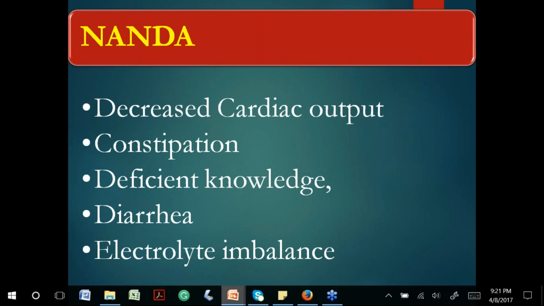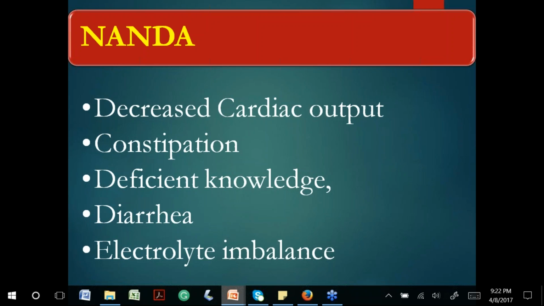So who has decreased cardiac output? Especially you will see it in heart failure patients, and other patients who are bleeding. You don't necessarily need to see the bleeding going out of the body. The bleeding can be internal, especially in the abdomen. So there is less volume, less cardiac output, less blood pressure. So that is about the decrease of cardiac output.